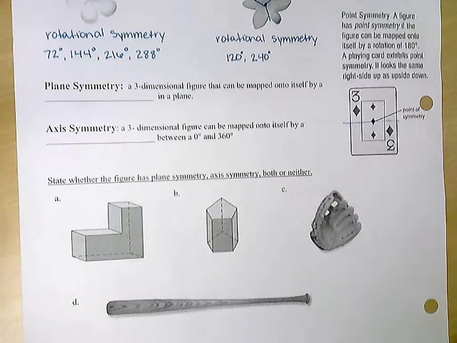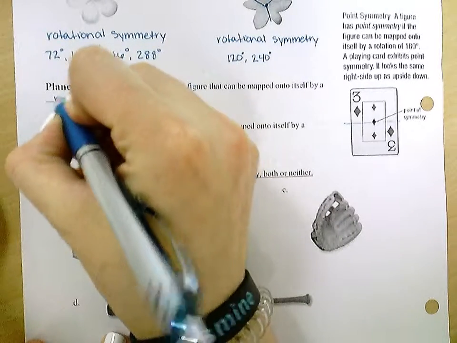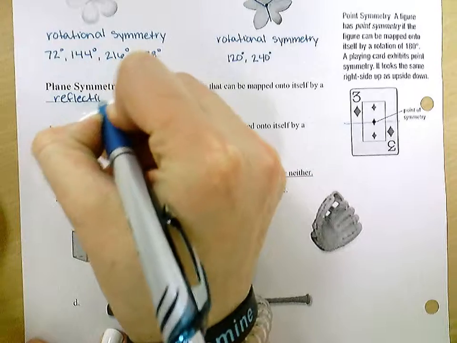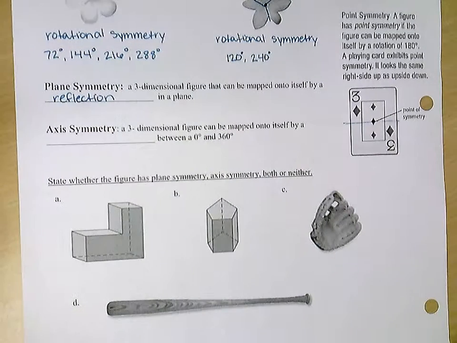So plane symmetry, we have a three-dimensional figure that can be mapped onto itself by a reflection in a plane. Okay, so you need to create this plane, right, which is a flat two-dimensional surface through your three-dimensional object. If you can create a plane and reflect half of your figure over that plane to create the rest of your figure, your three-dimensional object has plane symmetry.